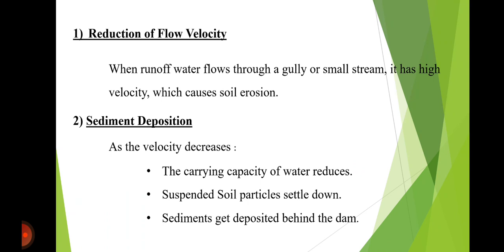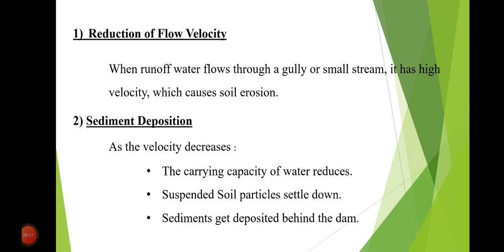In sediment deposition, when the velocity of water decreases, its ability to carry soil particles also decreases. Sand, silt, and other sediments settle behind the check dam. As the velocity decreases, the carrying capacity of water reduces, the suspended soil particles settle down, and sediment gets deposited behind the dam.